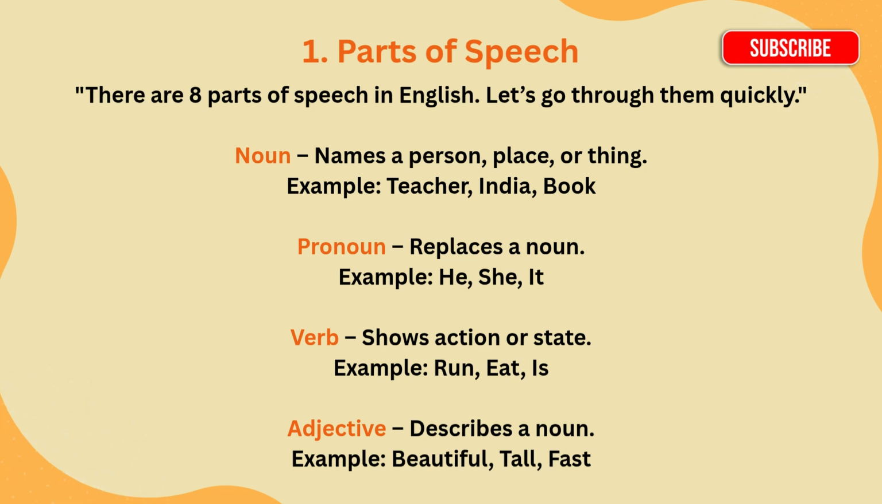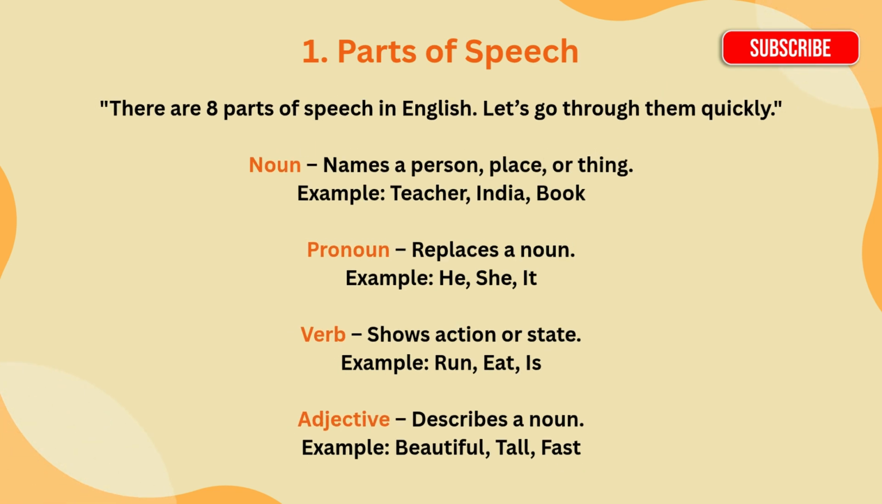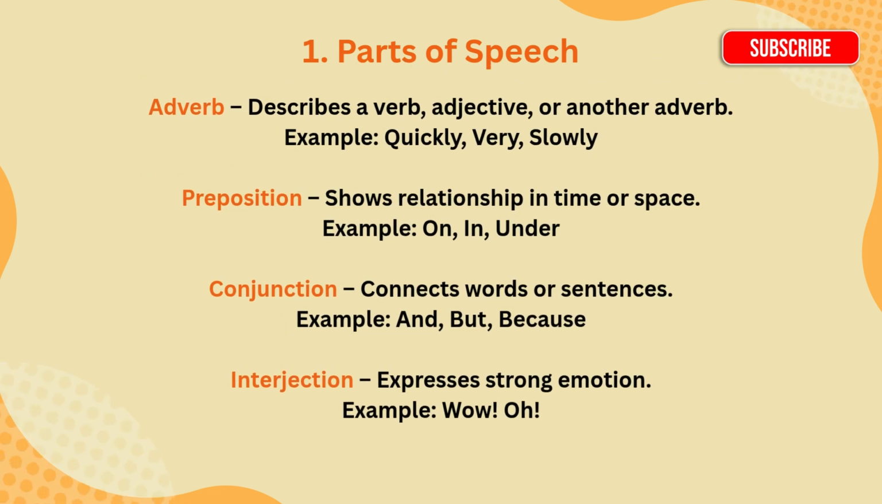Noun, names a person, place, or thing. Example: teacher, India, book. Pronoun, replaces a noun. Example: he, she, it. Verb, shows action or state. Example: run, eat, is. Adjective, describes a noun. Example: beautiful, tall, fast. Adverb, describes a verb, adjective, or another adverb.